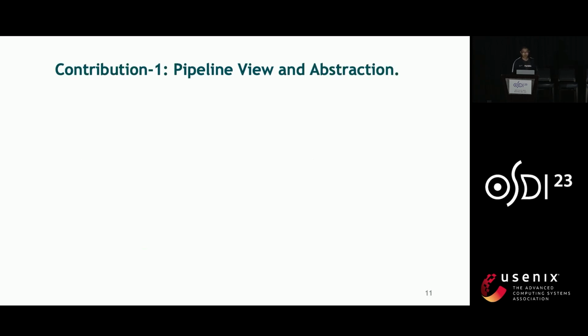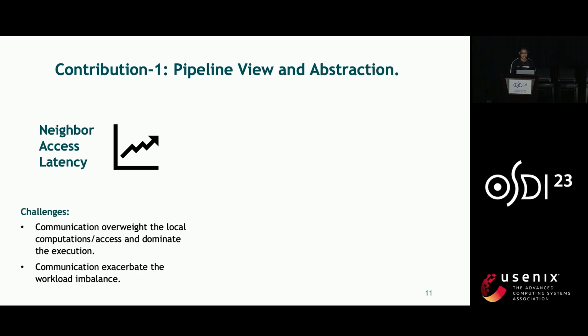Our first key contribution is to create a new pipeline view and abstraction for multi-GPU GNNs. This contribution is to tackle the neighbor access latency for the remote neighbors. There are two major challenges. Firstly, the communication outweighs the local computation and access, and it normally dominates the overall execution. Secondly, the communication exacerbates the already imbalanced workload.